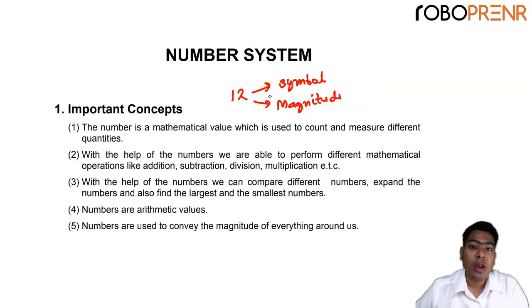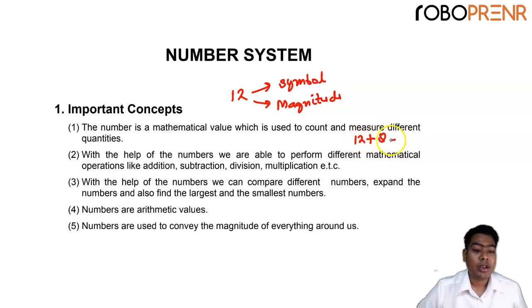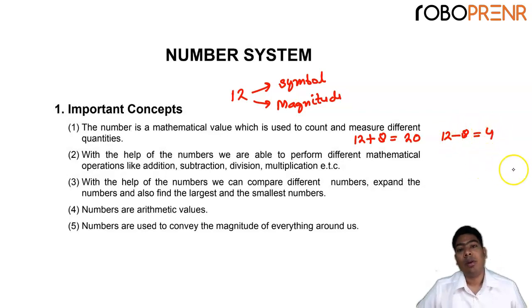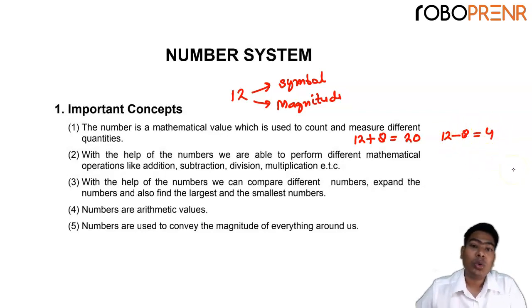With the help of numbers, we can also perform various mathematical operations like addition, subtraction, multiplication, division, etc. Let's understand this with an example. Let's add two numbers, 12 plus 8. When two numbers are added, we get another number, which is 20. Or if we subtract two numbers, we get the answer 4. In this way, numbers are used to perform various mathematical operations.